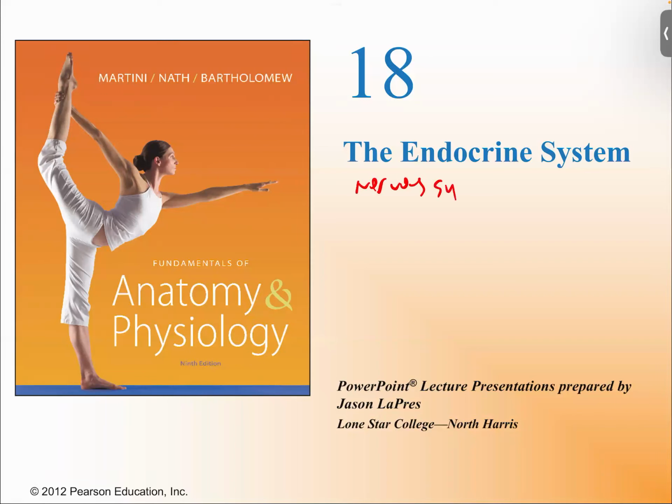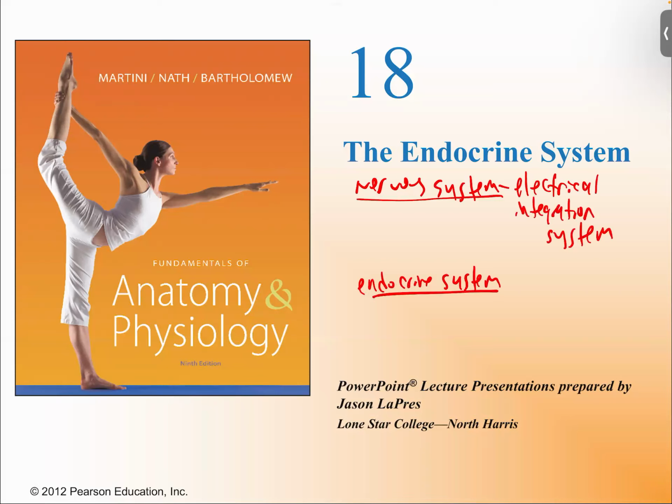So we have our nervous system, which is basically an electrical integration system, right? That's kind of what it does. It integrates all of your processes electrically by sending a nervous impulse. That's what we learned about in AMP1. But now we have our endocrine system, which is a chemical integration system.